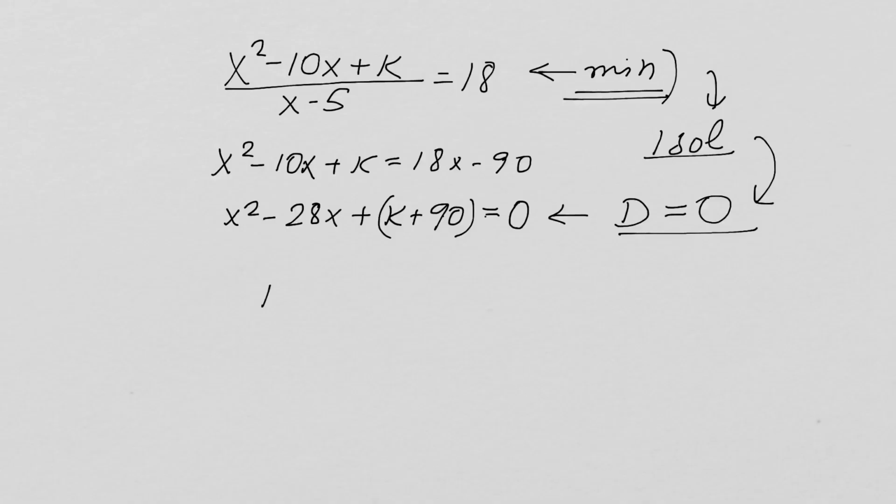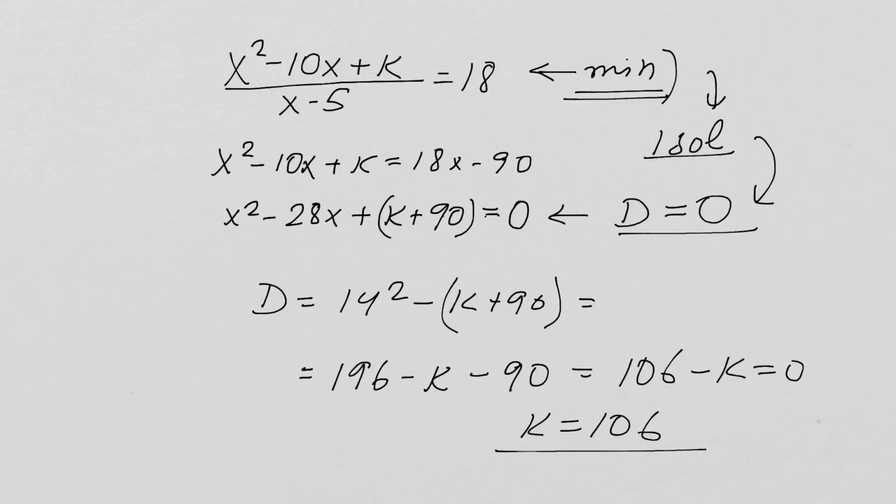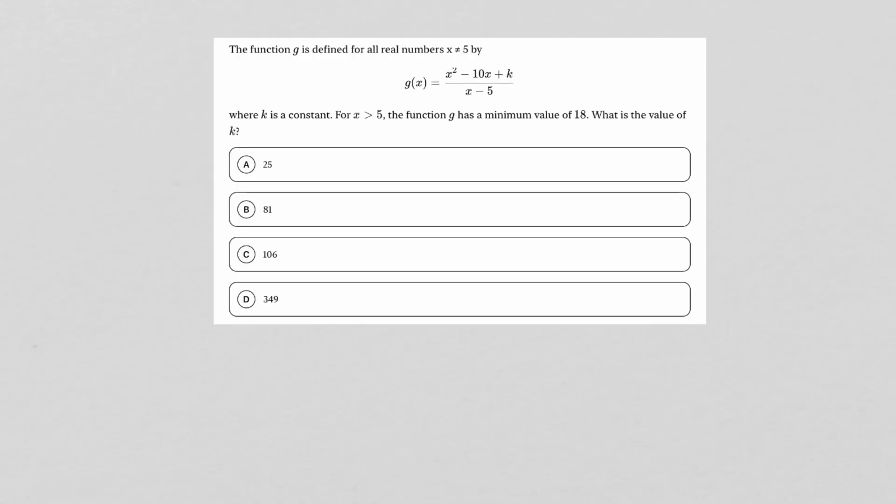So the discriminant of this function is equal to 14 squared minus k plus 90, right? So it ends up being 196 minus k minus 90, or 106 minus k. This must be equal to 0. From here on we can say k must have a value of 106, which would be this answer. So that's how you solve this kind of problem.